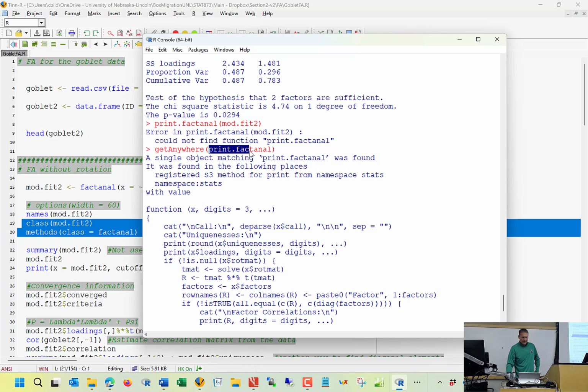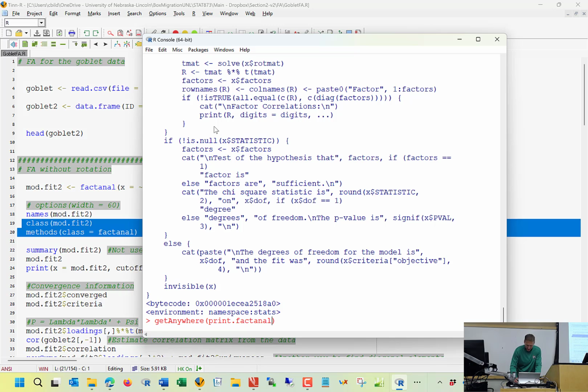So we can see that there's a function called getAnywhere that helps me find where that function is. And we can see that it exists. When I actually tried to run it, it did not work. And this happened about 15 years ago in R. There are ways to limit your access to particular functions because, why would someone want to run this directly? Well, you don't. And let's see if I can get it to work.